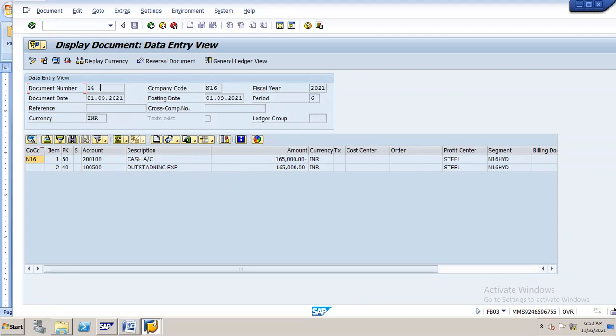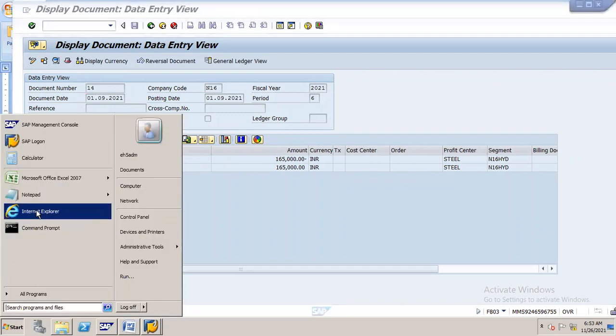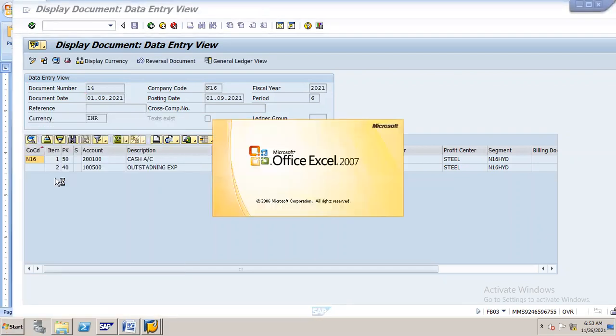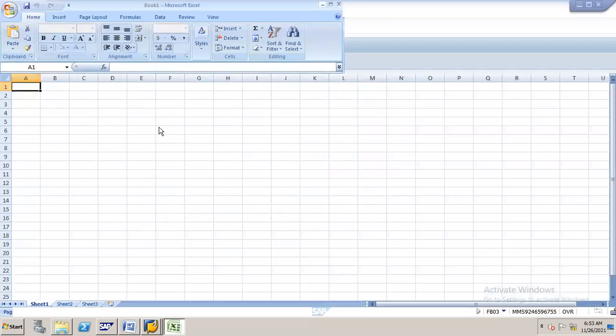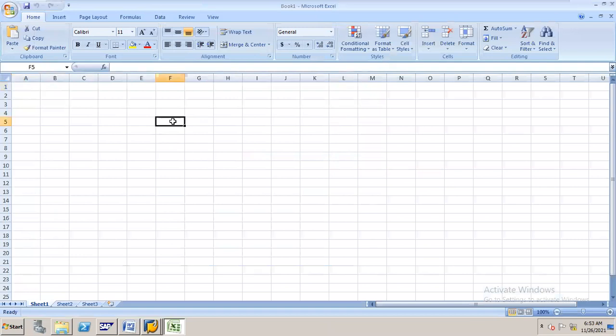If I reverse this, right, what happened? Tell me. One second, I will show you in Excel sheet. Understood or not? Okay, let me show you in the Excel sheet so that you can understand. So, 13th document is what? Salary debit. Outstanding. Right? 14th is what? 14. Cash credit and outstanding debit.